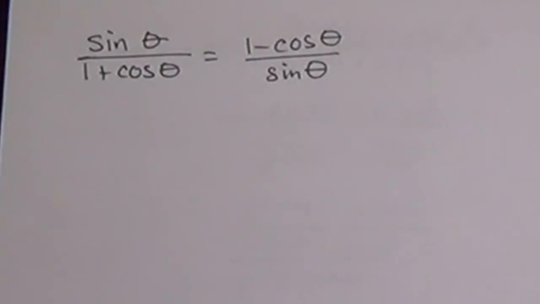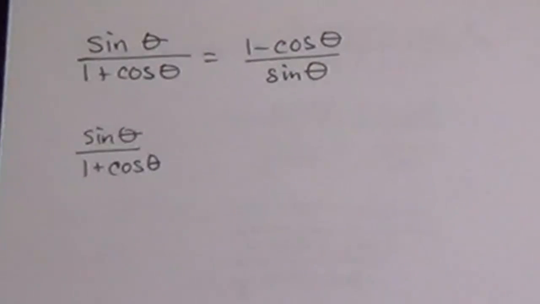In this next example, sine of theta divided by 1 plus cosine of theta, we want to be equivalent to 1 minus cosine theta divided by sine theta. Okay. So again, we're going to take the left-hand side and we're going to start by rewriting. Now in this case, sine over 1 plus cosine does not match any of our properties, and it's already in terms of sines and cosines.